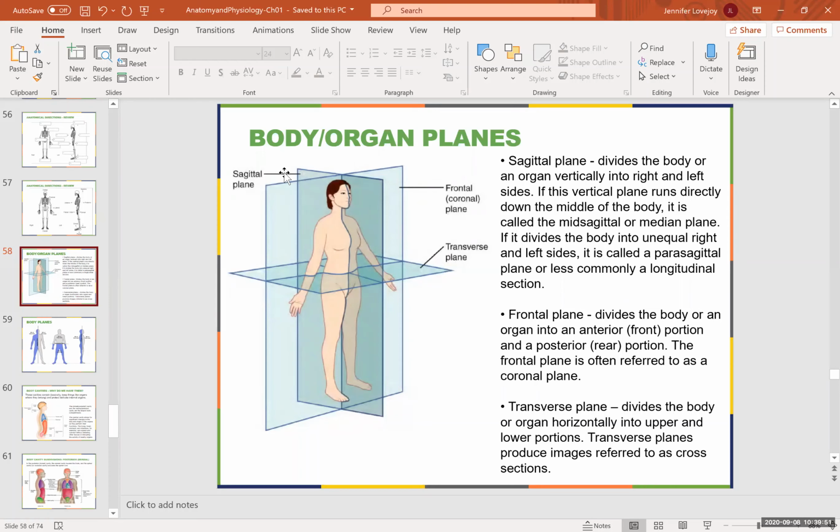Okay, if it's truly dividing the body in half, sometimes it is called the mid-sagittal or the median plane. So sagittal is just dividing into a right and left-hand side. If it's truly the middle, truly dividing into half, sometimes that's called sagittal, but sometimes people are more specific and call it a mid-sagittal or a median plane. If it's not quite dividing it into equal parts, sometimes it's called parasagittal or even longitudinal. What we need to know at this point is to remember sagittal planes are dividing the body or an organ into left and right hand sides.